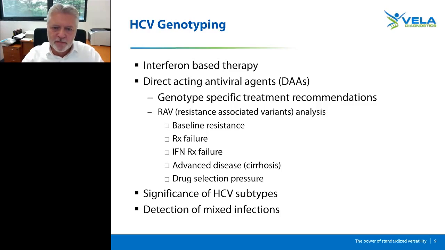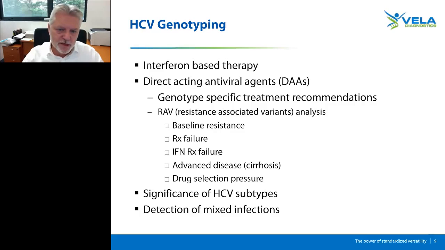Over time, the maximum response rate that was achieved in genotype 1 was around 60%. Initially, it was only 10%. With the introduction of the direct-acting antiviral agents, first in 2007, the first generation, and then followed by the second generation in 2013, the picture has changed dramatically. Now we're seeing response rates, even cure rates in HCV, of more than 90%.